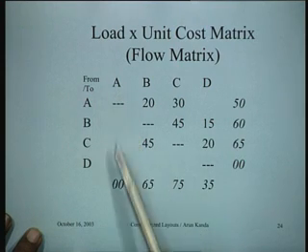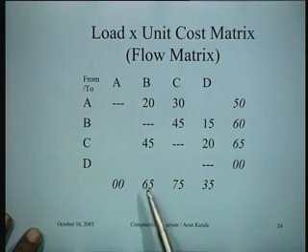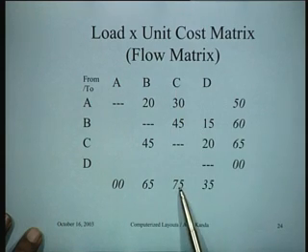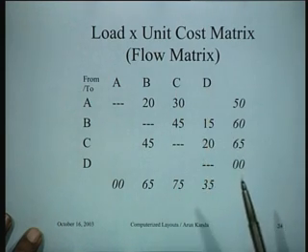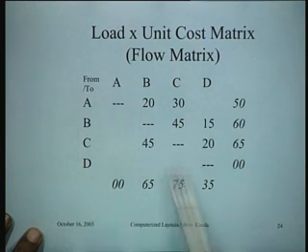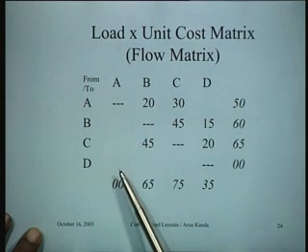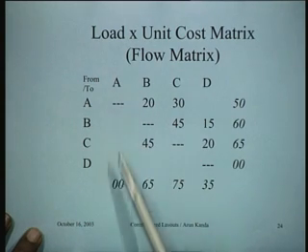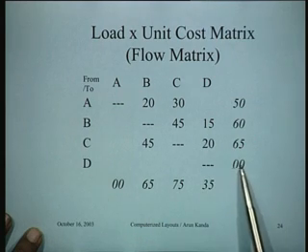And similarly, to A, nothing is coming. To B, 65 units are coming. To C, 75 units are coming. And to D, 35 units are coming. If you have a vacant row or a vacant column, what does it show? If I have a vacant column like A, it shows that A is a source. If I have a vacant row, it shows that this is a sink.